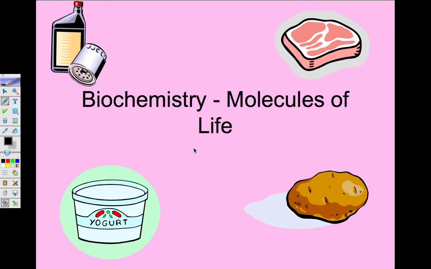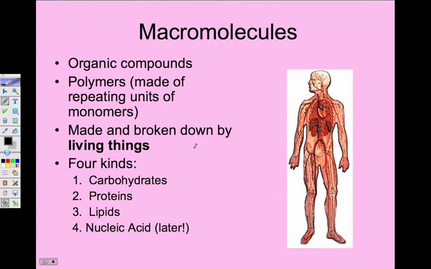about the molecules that make up all living things. And these are called macromolecules because macro means big, and these are big, big molecules. The macromolecules are all organic compounds. That is, they are made by living things and broken down by living things. And they are polymers. Well, 3 of the 4 kinds are polymers. And a polymer is a molecule that is made of a smaller repeating unit over and over again.